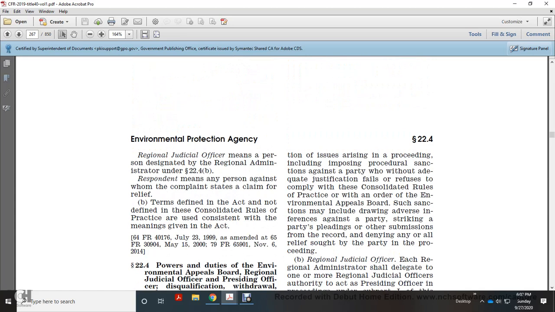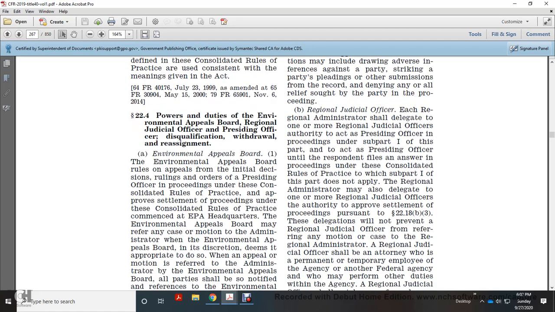Regional judicial officer means a person designated by the regional administrator under 22.4(b). Respondent means any person against whom the complaint states a claim for relief. Terms defined in the Act and not defined in the Consolidated Rules of Practice are used consistent with the meanings given in the Act. 22.4: Powers and duties of the Environmental Appeals Board, regional judicial officer, and presiding officer; disqualification, withdrawal, and reassignment.